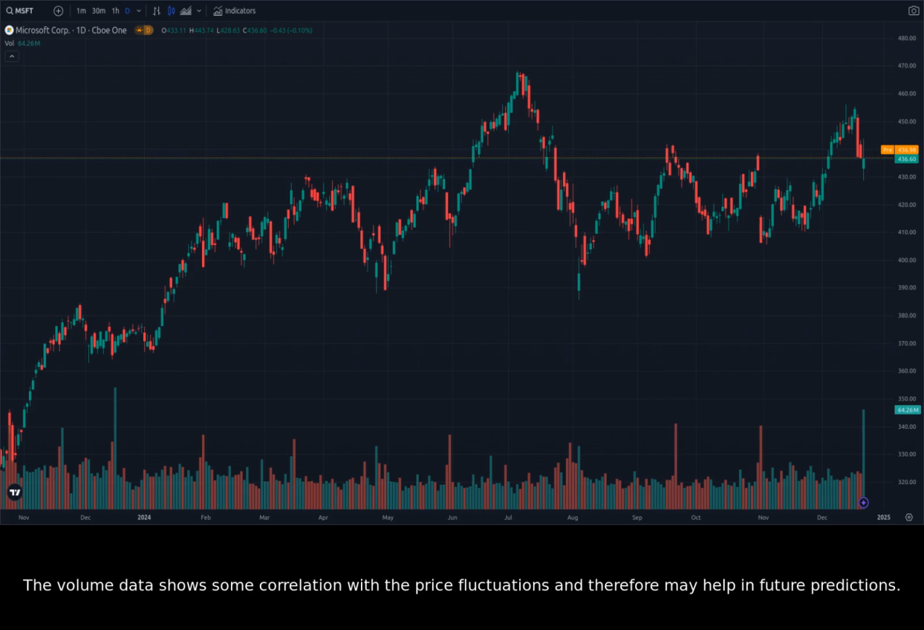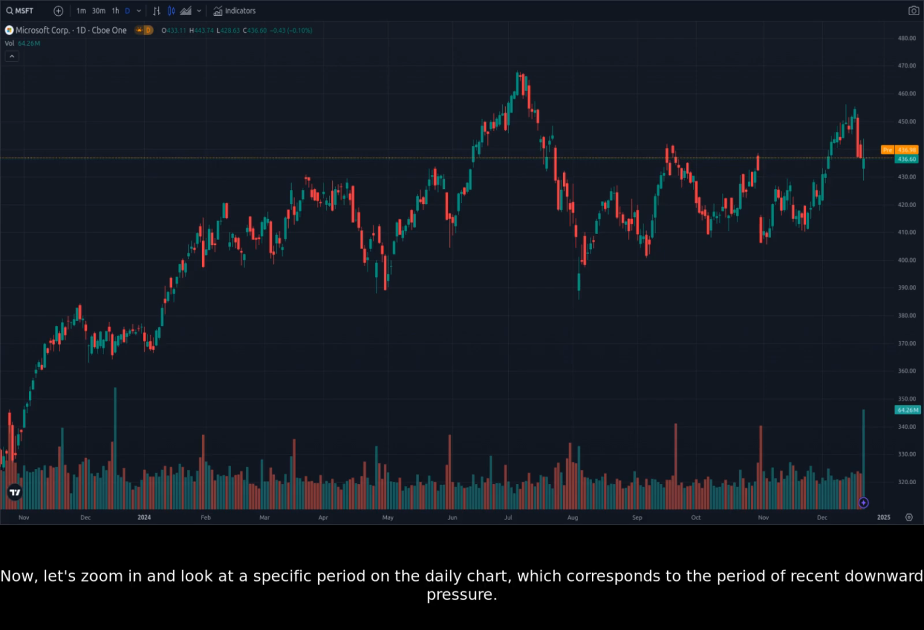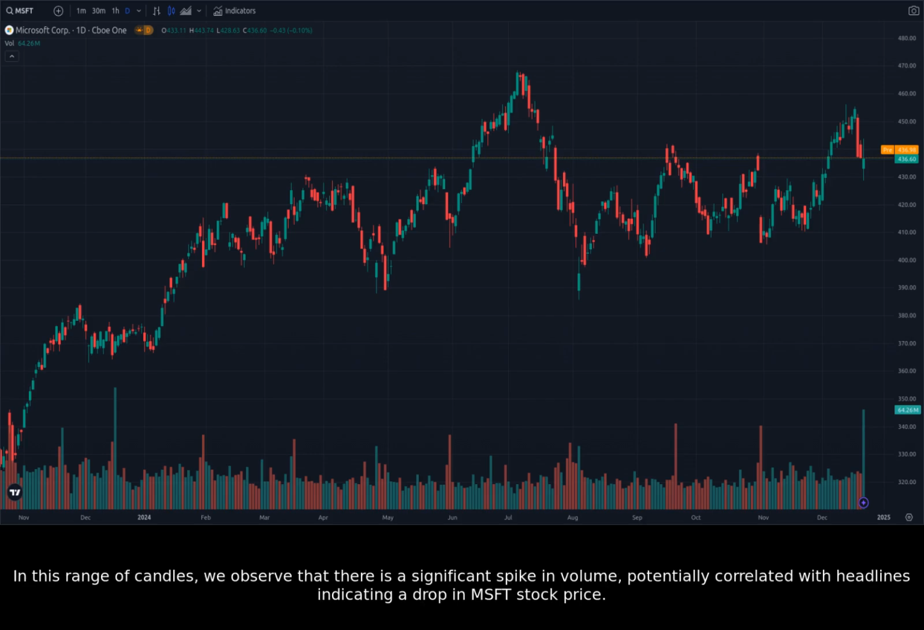The volume data shows some correlation with the price fluctuations and therefore may help in future predictions. Now, let's zoom in and look at a specific period on the daily chart, which corresponds to the period of recent downward pressure. In this range of candles, we observe that there is a significant spike in volume, potentially correlated with headlines indicating a drop in Microsoft stock price.